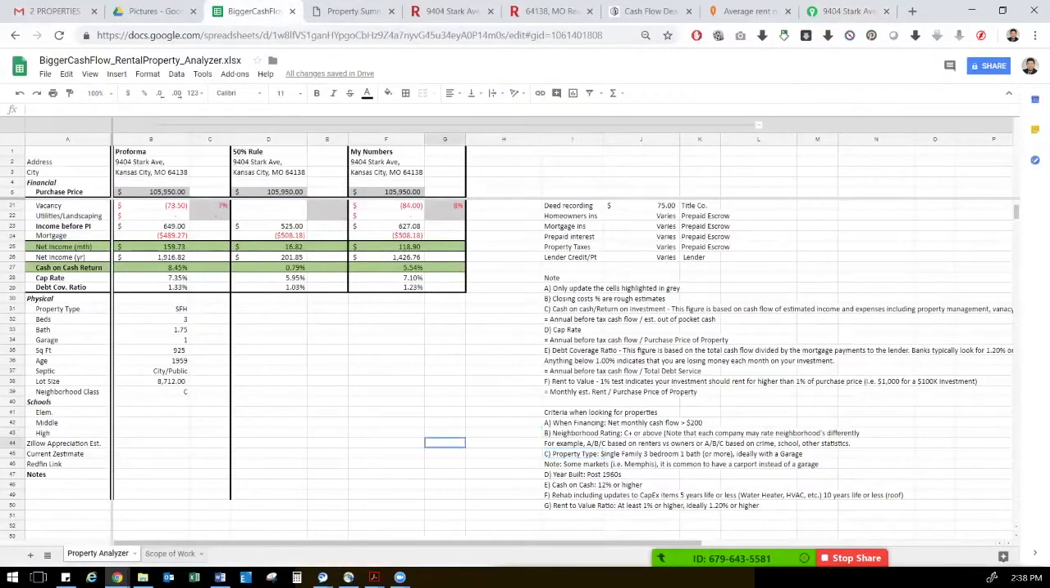Property type, single family. I try to look for 3-bedroom, 1-bath or more with a garage. Some markets like Memphis, it's more common to have a carport instead of a garage. So that's something to look out for, but it does play a role in terms of the market rents that you're going to get. And also think of it, if you're the tenant, right?